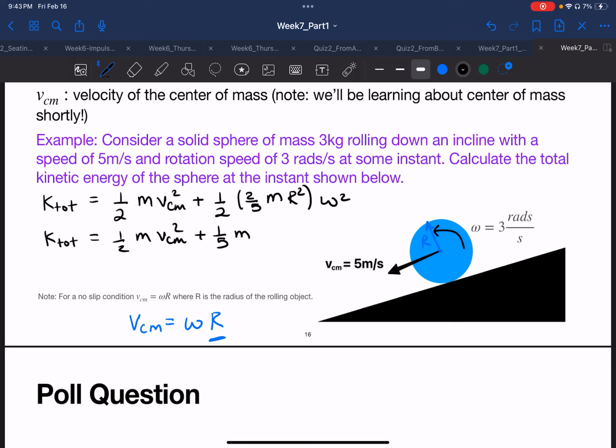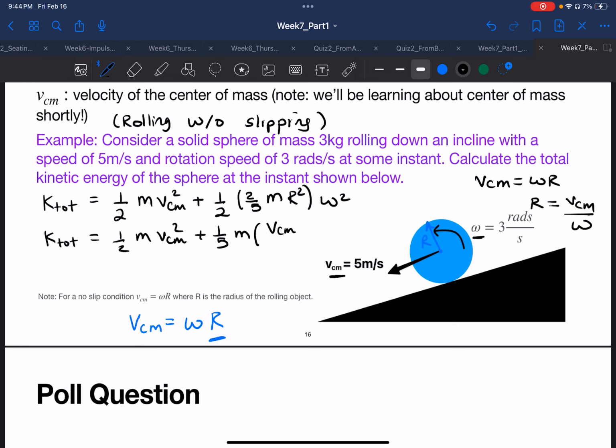So now for r, we need to figure out what the radius of this thing is. Well, since we know both omega and the center of mass velocity, and also note that this would be given in the problem to you, this sphere is rolling without slipping. And for this condition, we know VCM to be omega r. Well, then we can say that the radius is actually just the velocity of the center of mass divided by the rotational speed of this object. So we can replace radius squared with V center of mass squared over omega squared times omega squared. And notice that the omega squared cancels out.